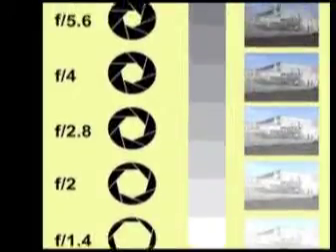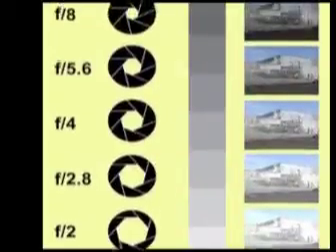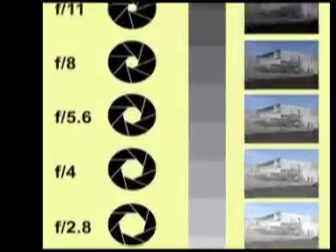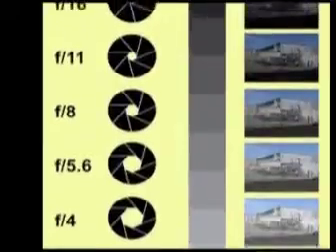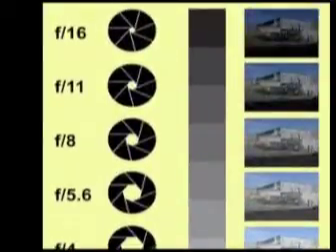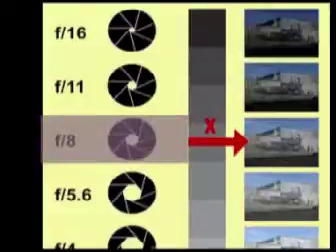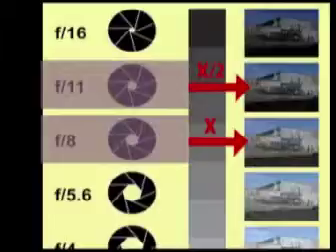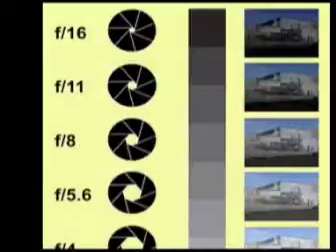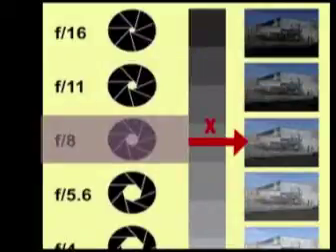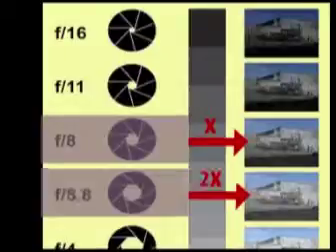With each change in this figure, there is a certain amount of light increase or decrease, which is actually double or half of it. For example, if aperture 8 allows x amount of light to go into the frame, aperture 11 will allow only x by 2, that is half of x light. Similarly, if we move from aperture 8 to f5.6, then it will allow the light which is equivalent to 2x.